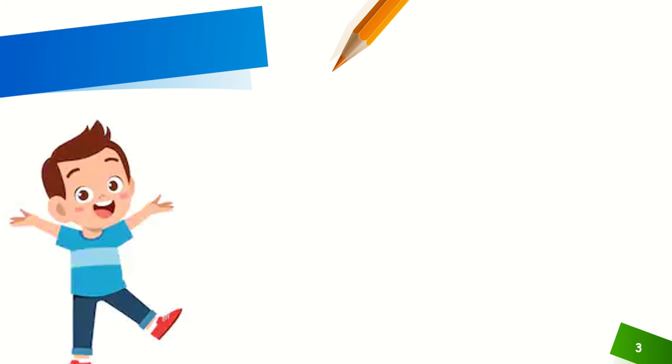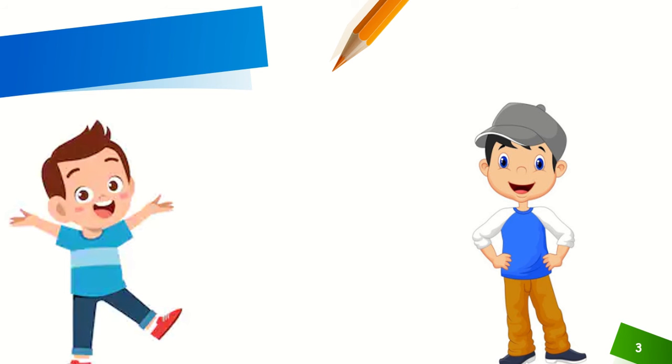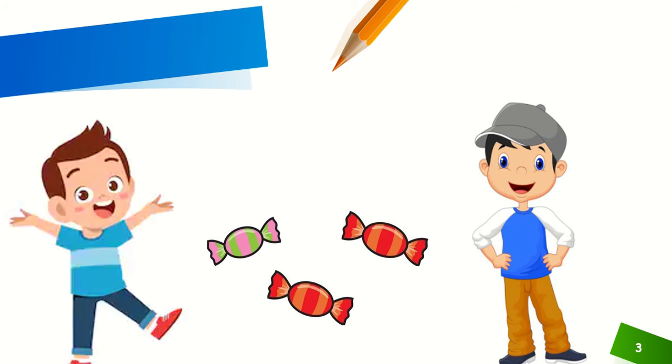So, in order to start talking about our lesson for today, the first thing that we are going to do is to have a look at the two boys that we have here. Adam and Muhammad here are trying to share three candies together. They should get the same amount of candies, both of them.